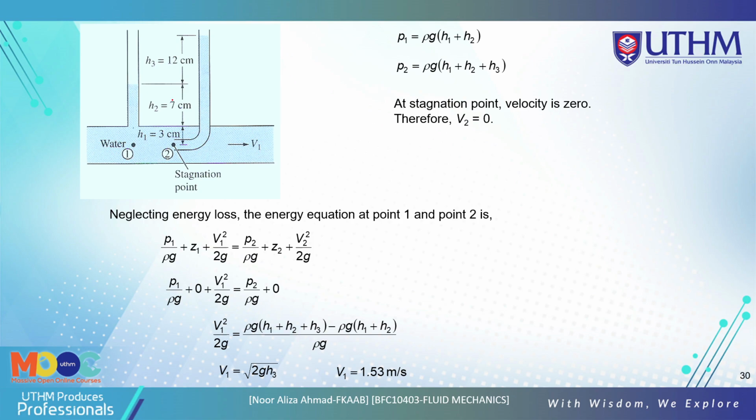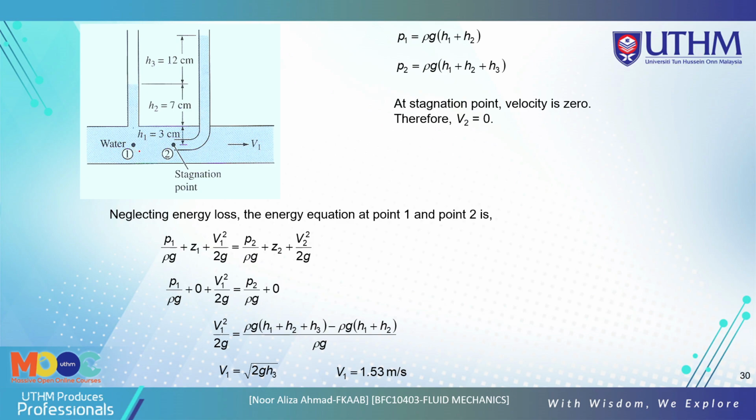First, we know that this is point 1 here. Point 1 goes to point 2 here. So we know the H2 and the H3 here, and this is velocity 1. This is a concept we have learned in chapter 2, based on pressure measurement. So we use the concept here for the pressure at 1.